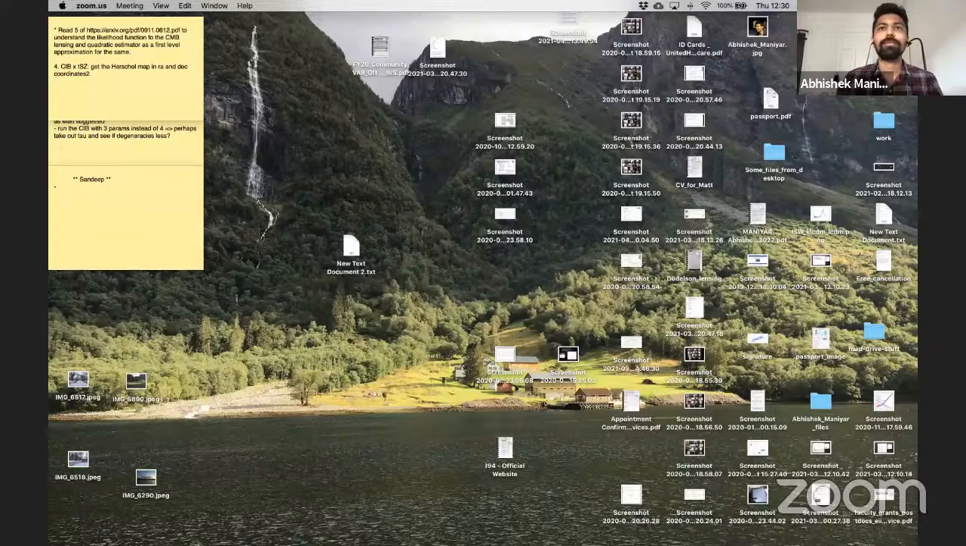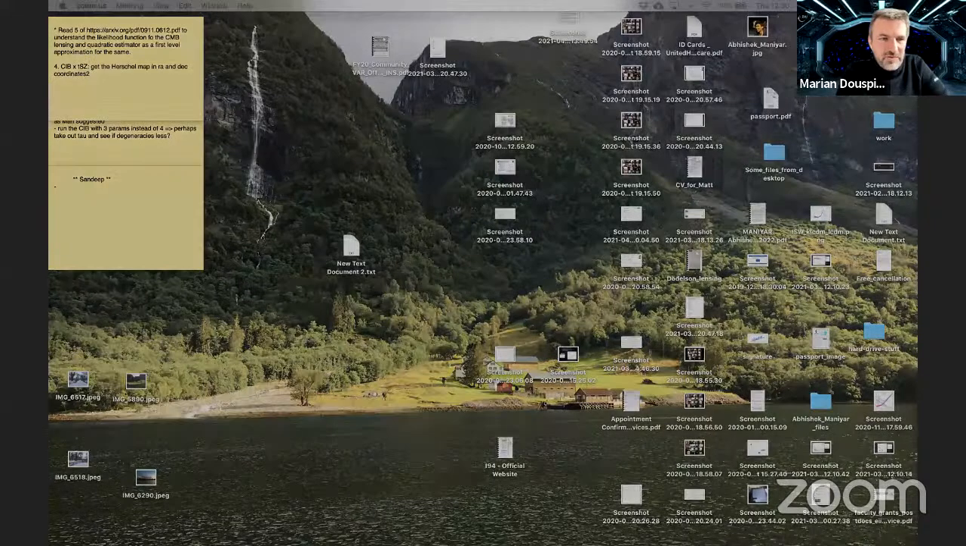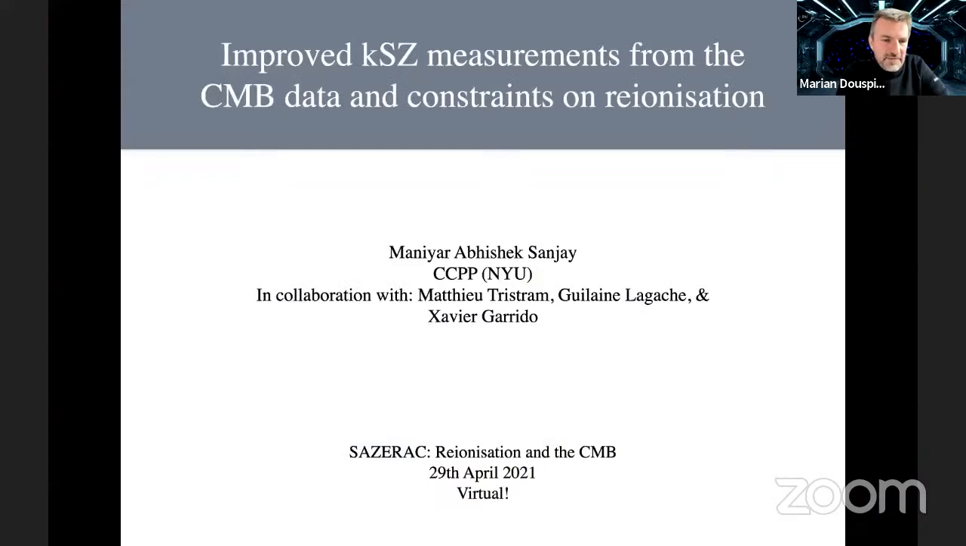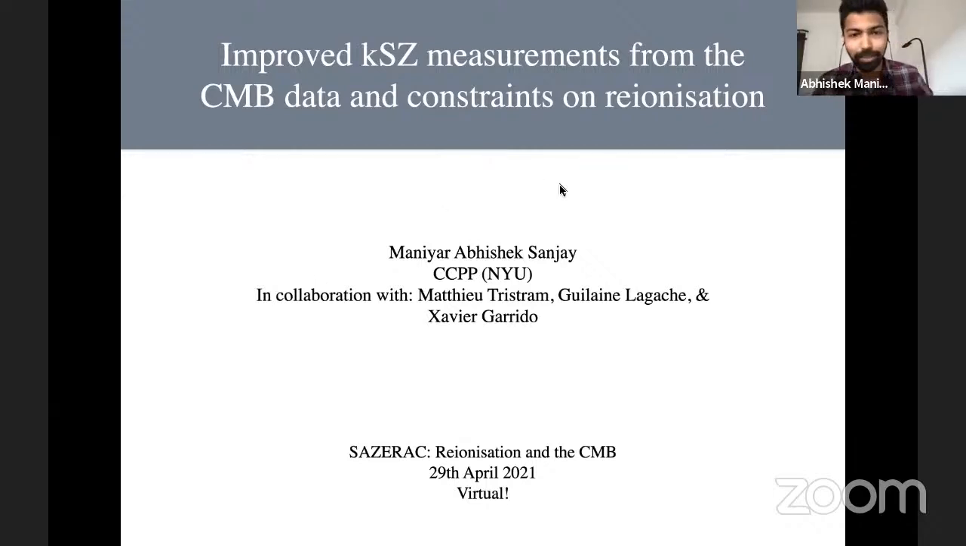We have your desktop. Yeah. Okay. Great. Let me just get this out of the way. Okay. So the presentation is visible, I guess, with the mouse moving.